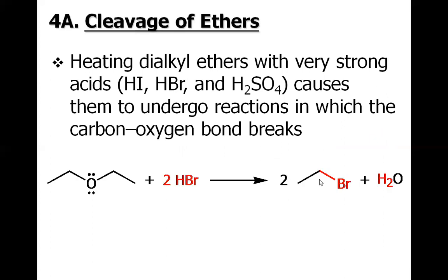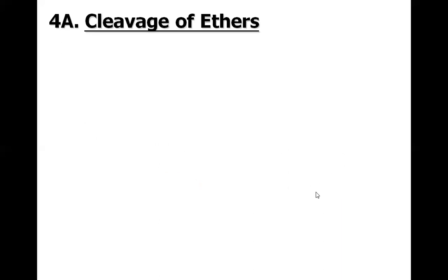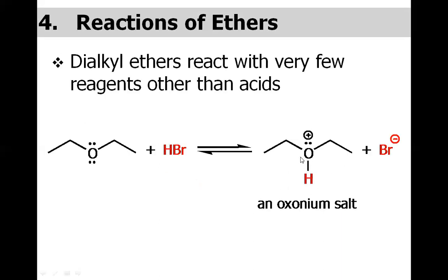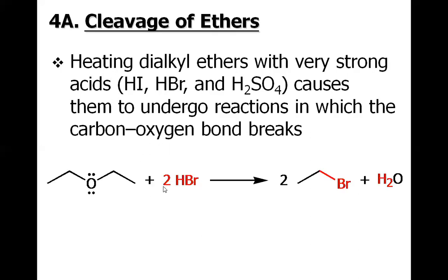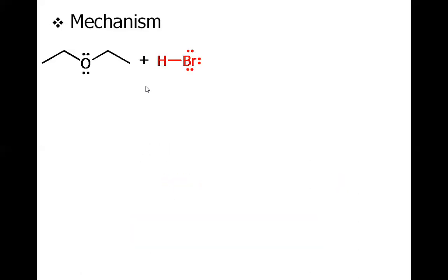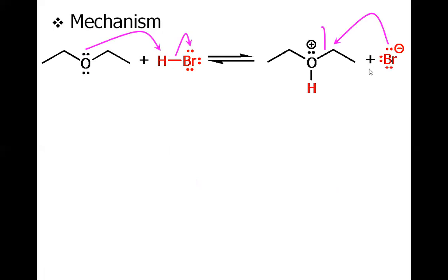And once the oxonium salt is formed, this C-O bond may be cleaved, which is being shown in the next slide. Here is the mechanism. This ether, once protonated into the oxonium salt, now the bromide that has just been formed will attack the alpha carbon, and we have the alkyl bromide and the alcohol. And this is an SN2 reaction.